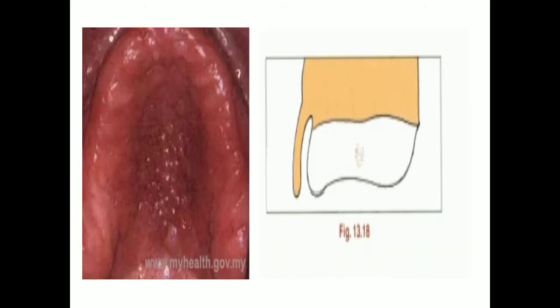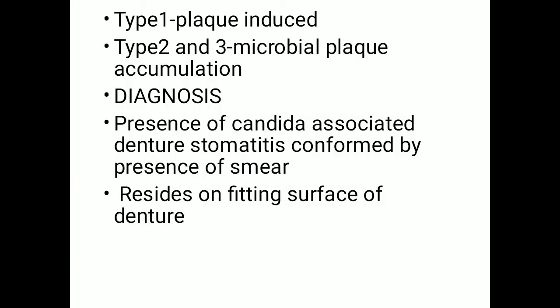This is the denture stomatitis involved in the oral cavity. Type 1 is plaque induced, and types 2 and 3 involve microbial plaque accumulation. We can diagnose denture stomatitis by the presence of candida associated with the denture, confirmed by the presence of a smear. It also resides on the fitting surface area of the denture.